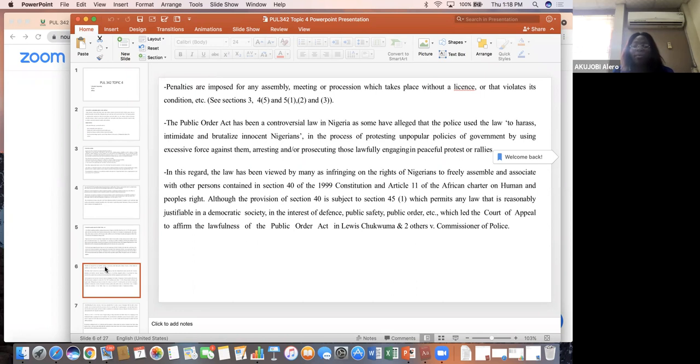Okay? So what this is saying is that, yes, every person is free to assemble freely and associate freely, but it is still subject to Section 45, subsection 1 of the Constitution that provides for public safety. In the process of carrying out your procession, you must not disturb the public peace. You must not disturb the public order. You must not do things that will bring upon you the law enforcement agents. So this led the Court of Appeal to affirm the lawfulness of the Public Order Act in Louis Chukwuma and others versus Commissioner of Police.